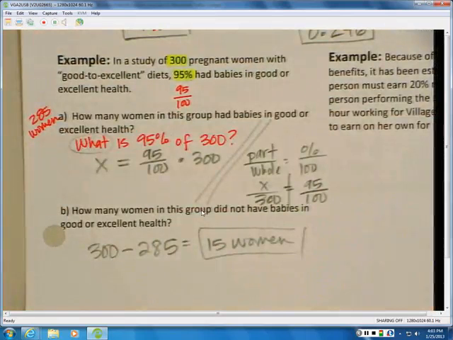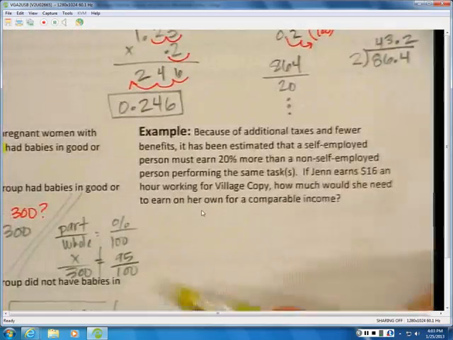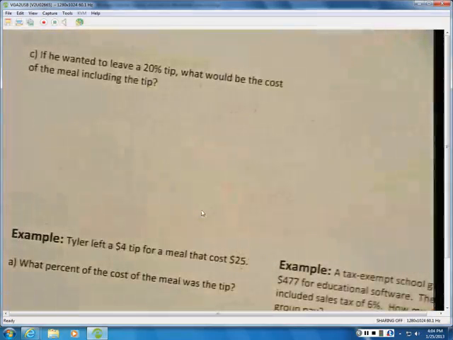All right, let's do the next one. No, flip your paper. You guys can do this one. Yeah, you can do that one. Let's go to the back side, and let's do this example down here.